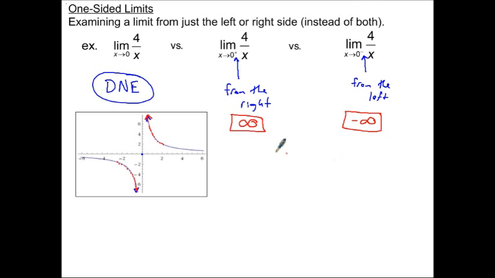Alright, so if you're only worried about the left or the right side, yeah, ignore the other side and go with it. If I give you a limit and don't specify one side or the other, I need to match both sides. Otherwise it doesn't exist. But if I only say one side or the other, you can just go with whatever that side is going towards. Hopefully that made a little sense.